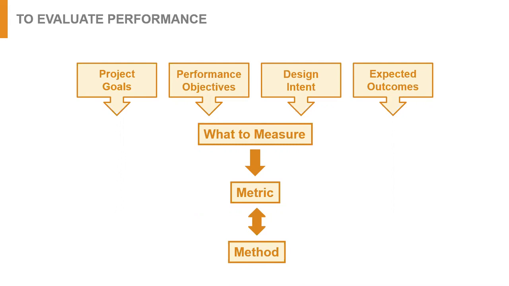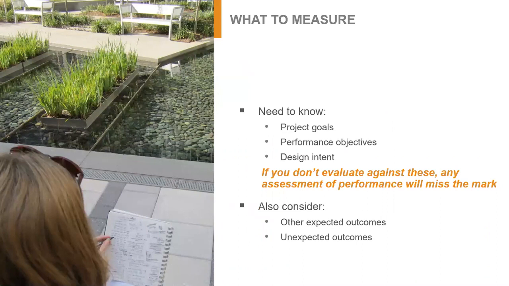So first, in order to decide what to measure, you have to consider project goals, performance objectives, design intent, and expected outcomes. So what do those mean? Both at the beginning of the project and when you're evaluating it after it's built, you really need to know the project's goals. It can actually be surprising sometimes that no one decided to write down goals. So this would be, what was the site originally meant to achieve? Usually the goals come from the client or owner side. They might be found in the RFP. They might be found in other documents that led to the project's creation.